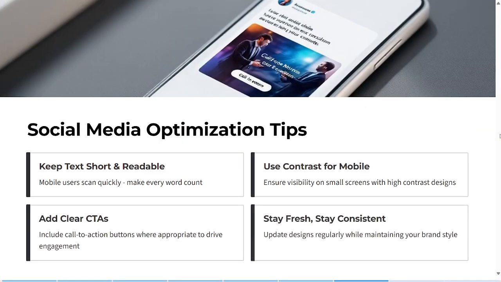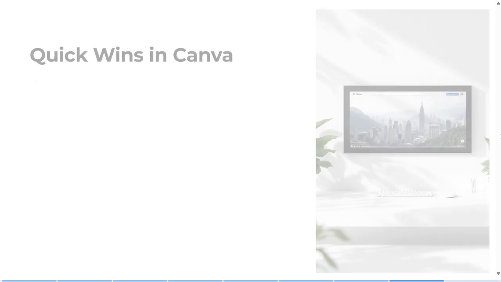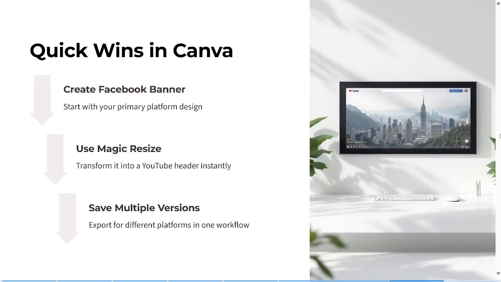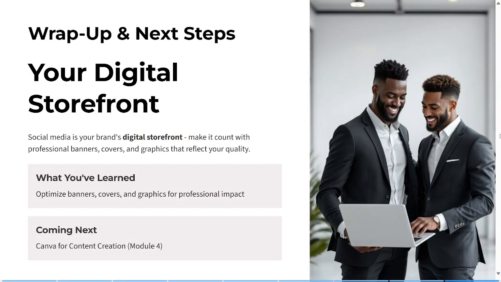So, social media optimization tips. Number one, keep text short and readable. Use contrast for mobile. Add a clear CTA. Stay fresh and consistent. Lastly, I want us to do this one now. We create a banner. We'll use Magic Resize to repurpose it for everywhere. Then we are going to also save multiple versions and exports. So let's go.